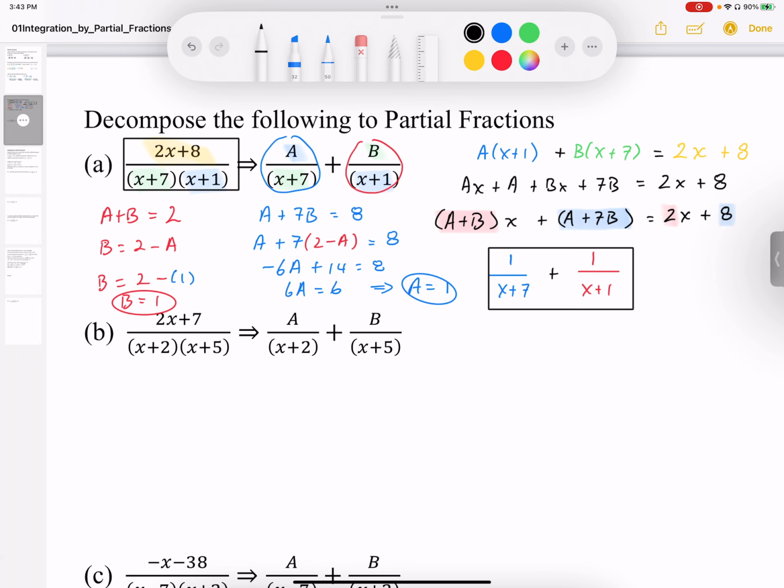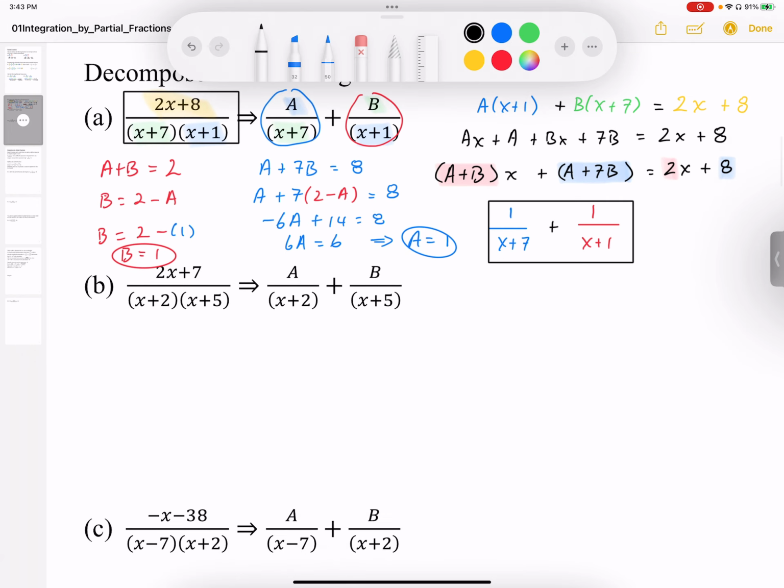Okay, so let's try another example of this. So again, the way we set this up is we want to just say that there's some a and some b over the factors x plus 1, x plus 2, and x plus 5. When we get a common denominator, it's going to generate the numerator 2x plus 7. So we'll set this up the same way.